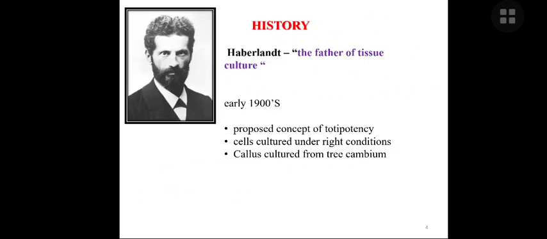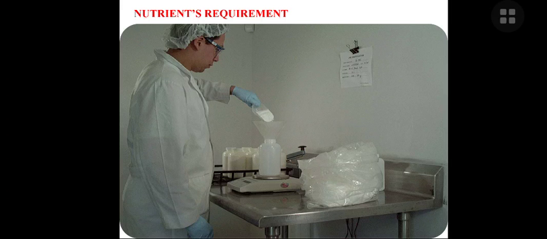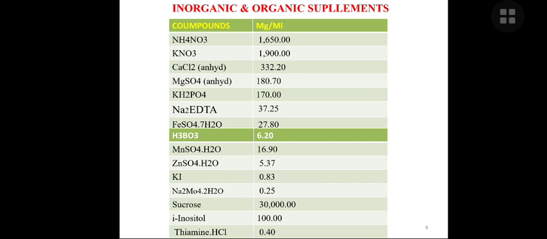Then Haberlandt is considered to be the father of tissue culture. In the early 1900s, he proposed the concept of totipotency, and he tried to culture it under the right, controlled conditions, and the callus was cultured from tree cambium.